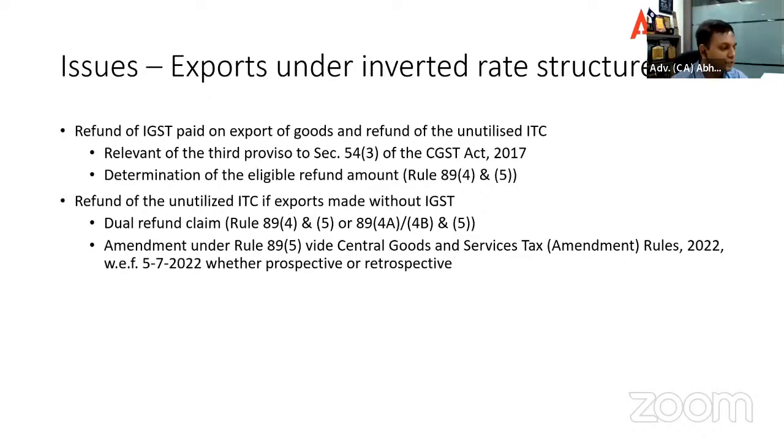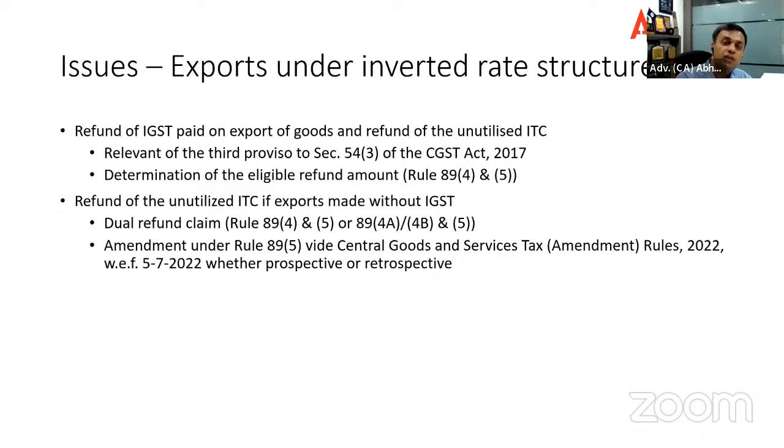Now, there are again burning issues in the context of exports which are under inverted rate structure. We have certain industries under inverted rate structure, such as the textile industry and agriculture machinery makers. For these industries, there is a double whammy, because if they make exports on payment of GST, they can only pay the amount based on the applicable tax rate on their outward supply. So if their supply attracts 5% GST, they can only pay 5% on exports and claim the refund of that.